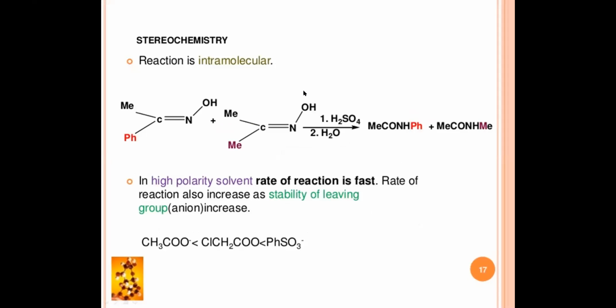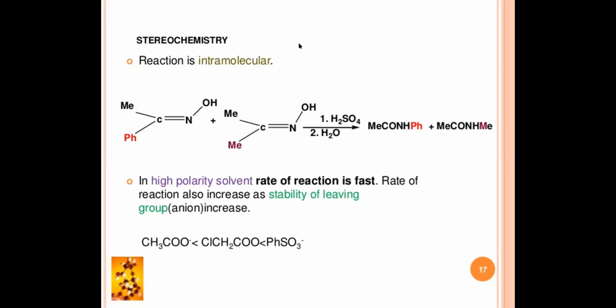So stereochemistry, as I explained: only trans migration occurs. The group which is trans to your leaving group, that is OH, will only migrate, and it is intramolecular. It happens within the molecule, not intermolecular. So if you take two different oximes, you get only the intramolecular substituted product; there will be no intermolecular reaction. The rearrangement takes place within the molecule.